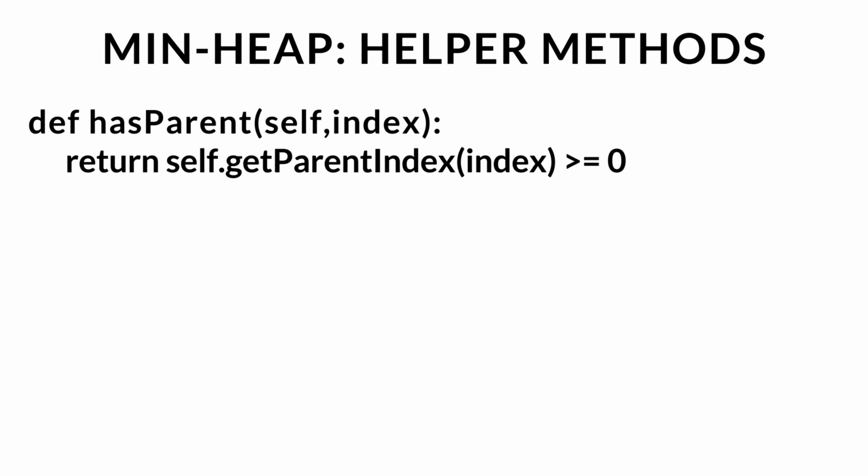Otherwise, it means that the getParentIndex method is returning a negative number, which means there's no way this node can have a parent since we're using an array.